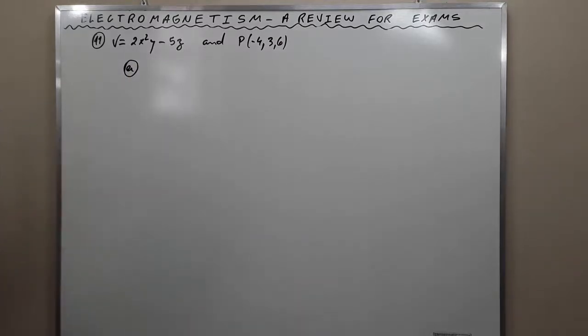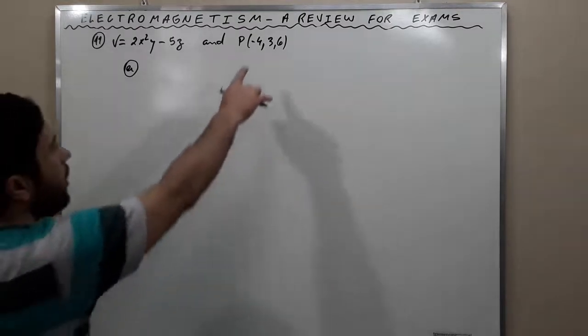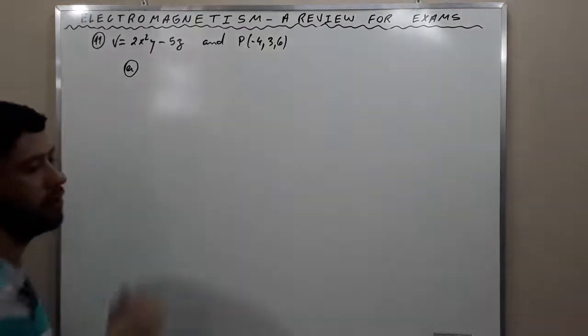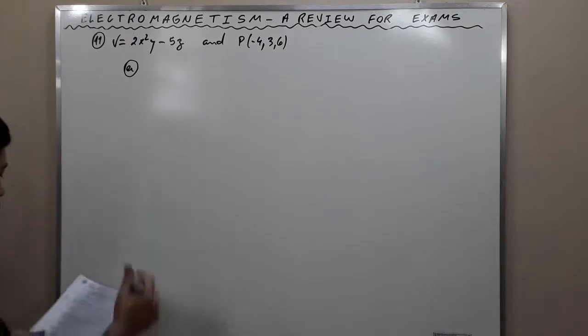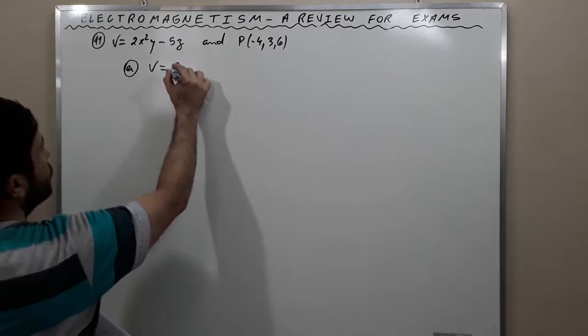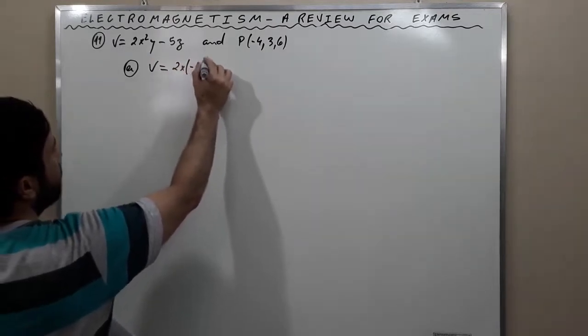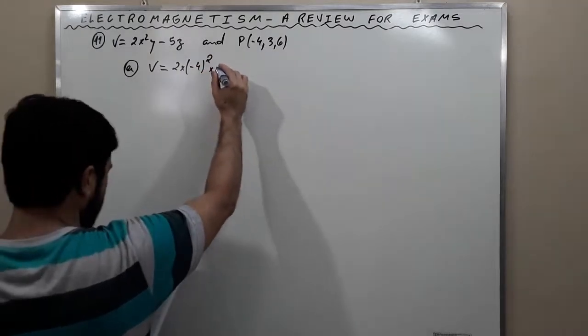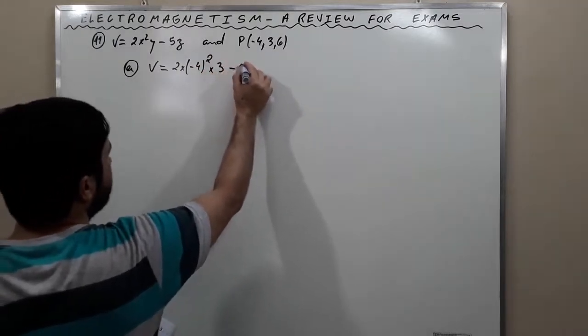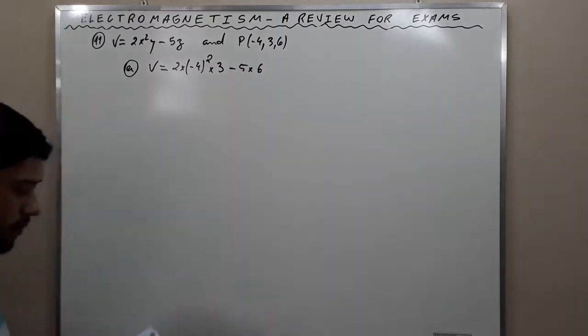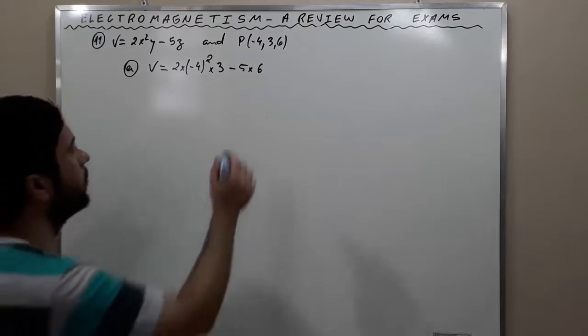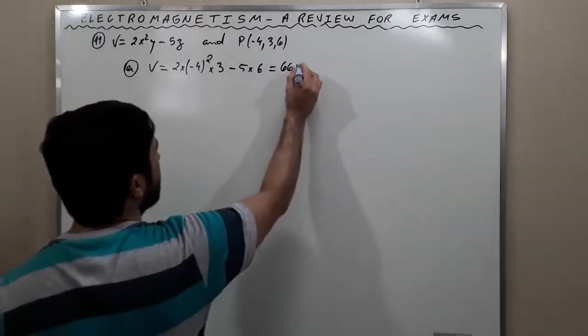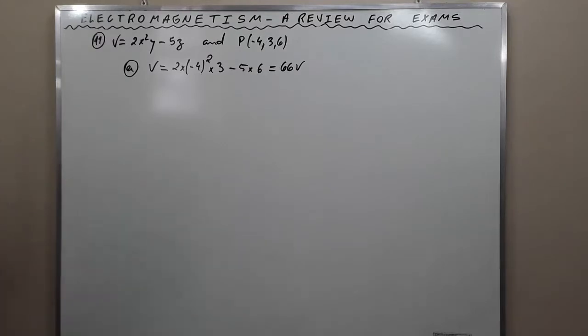The electric potential at P is going to be found by applying this here. Okay, it is easy. We simply multiply 2 times negative 4 squared times 3 minus 5 times 6. And we find therefore that the potential at P is 66 volts. Letter B now. Letter B wants us to calculate the electric field.